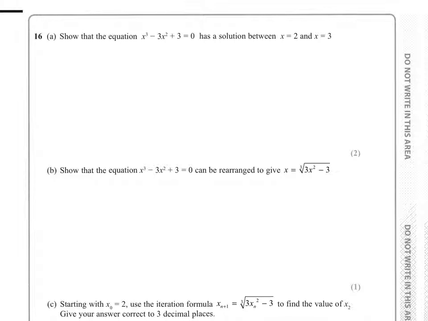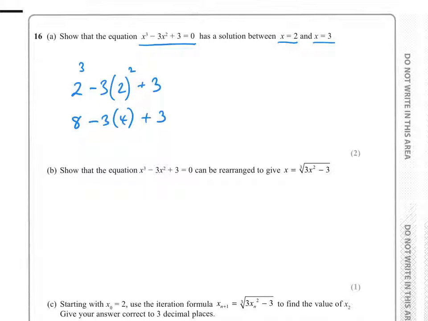Question 16. How can we show that this equation has a solution between x equals 2 and x equals 3? Well, if we put x equals 2 into the equation, what do we get? We'd get 8 minus 3 lots of 4 plus 3, which is 8 minus 12 plus 3, which is negative 1. So that's negative. I can put a minus sign with VE afterwards to be short for negative.